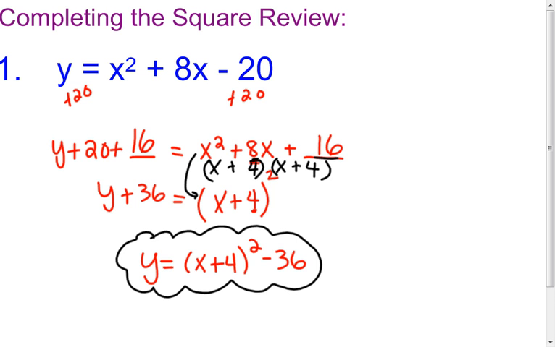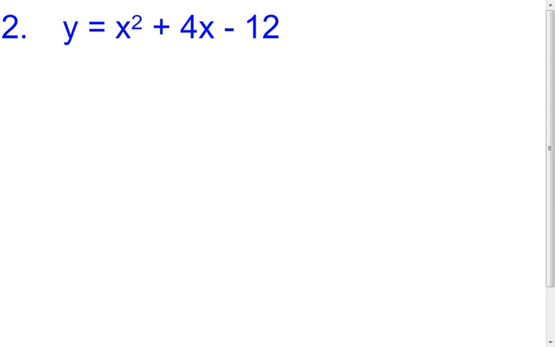And of course they get a little bit more complicated, but we'll get there. Okay? Here's another kind of pretty basic one. I'm going to add 12 to the other side first. So then I have y plus 12 equals x squared plus 4x.